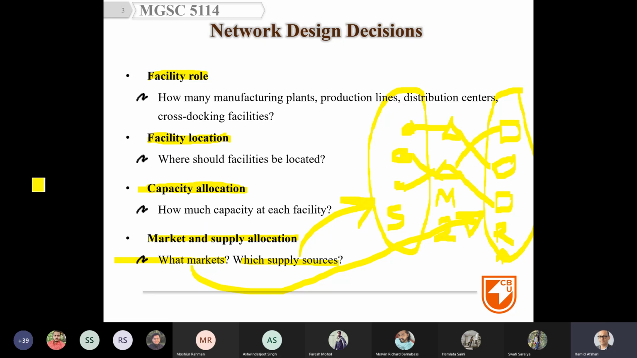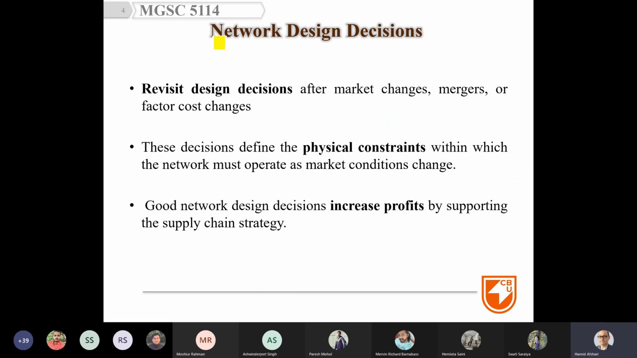Any question from this slide? No, sir. Okay, so let's move on to network design decisions. Let's learn a little bit more.